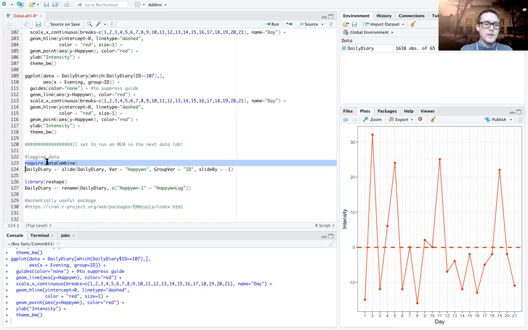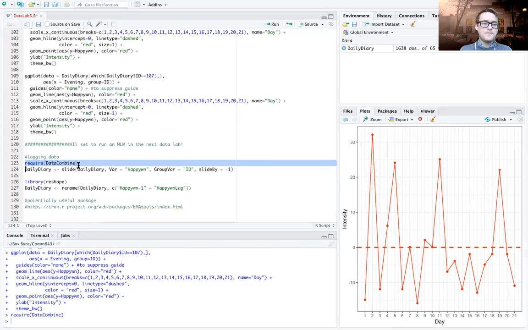So how do we do this? There's a package out there called DataCombine. So again, you might have to install this. And we're going to lag, they call it slide, our happy within variable. And we're going to do this by ID. By putting ID in here, it stops the data set from shifting up and then one participant's data shifting into another participant's data. And we're going to slide by -1.